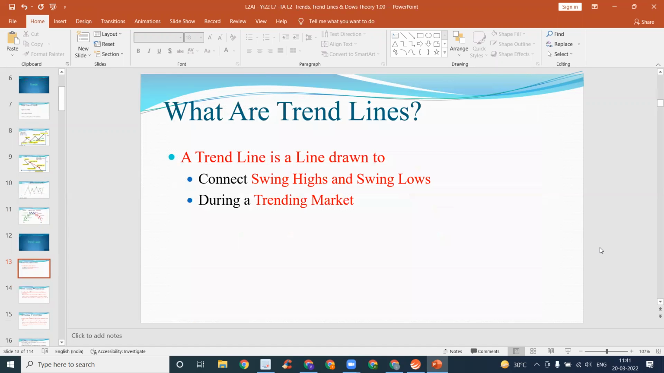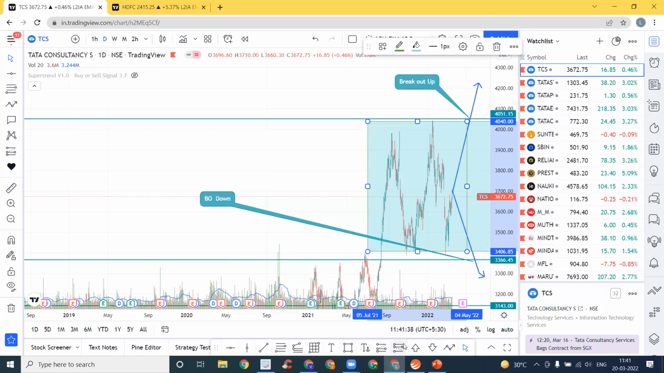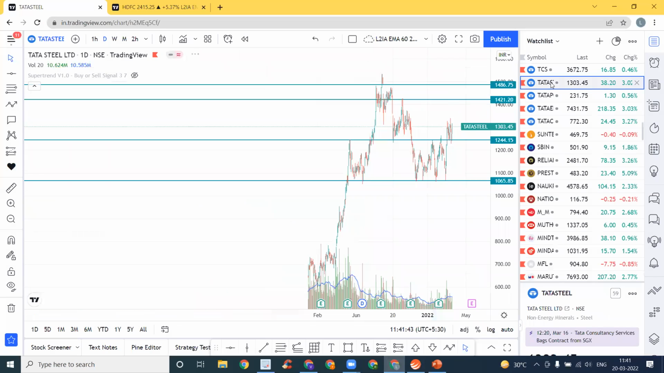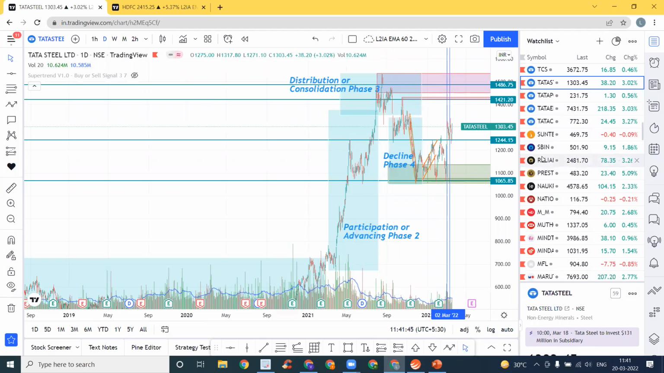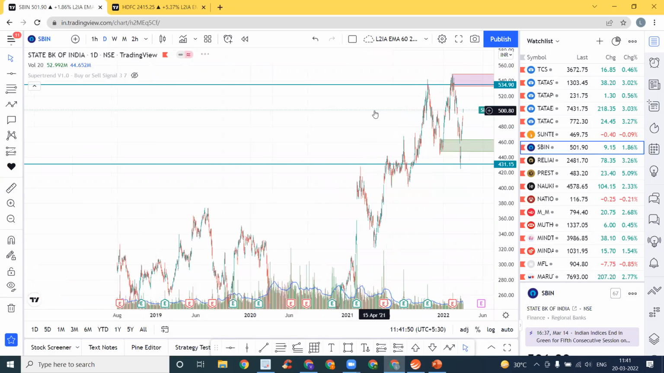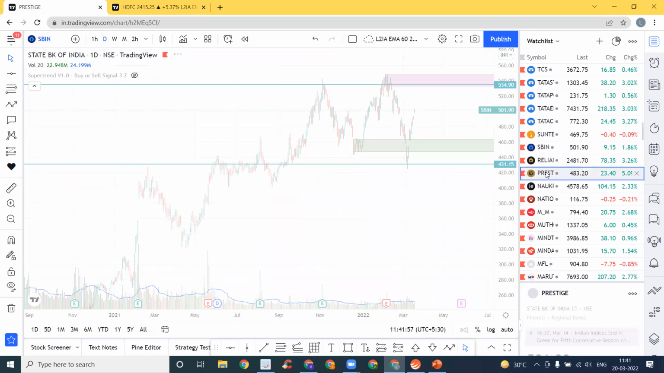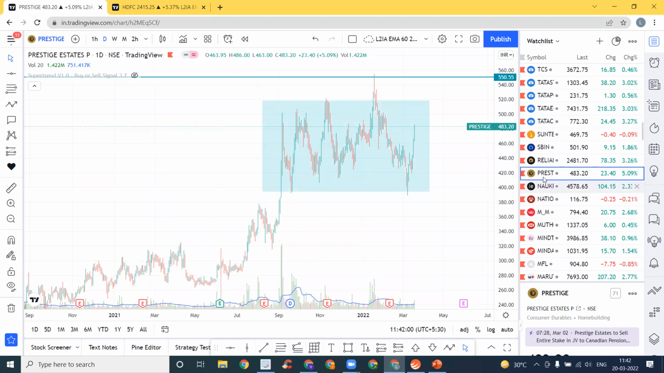How do we draw a trend line? What I do is find my swing highs and swing lows, and I try to connect them. So let's see a particular chart. TCS is done, Tata Steel. There are plenty of things over here. State Bank of India. Here I am seeing State Bank of India in a consolidation manner; you can see the last few months. So there's nothing much in State Bank. Prestige Estates. Naukri.